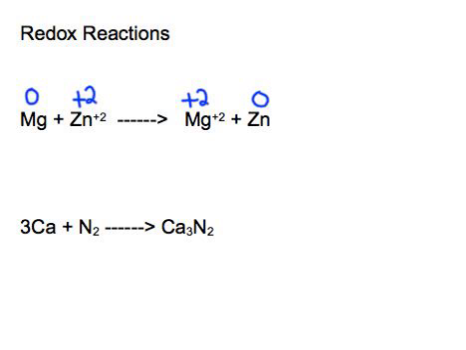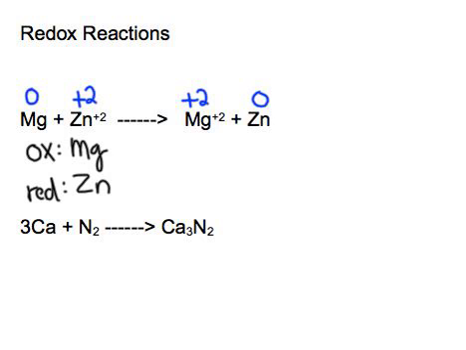Here we have to think about what element is losing electrons and which element is gaining electrons. If you notice, magnesium is going from a charge of 0 to a charge of +2. That means magnesium has lost 2 electrons. Whereas zinc is going from a charge of +2 to a charge of 0. That means it's gained 2 electrons. So here magnesium is being oxidized and zinc is being reduced.